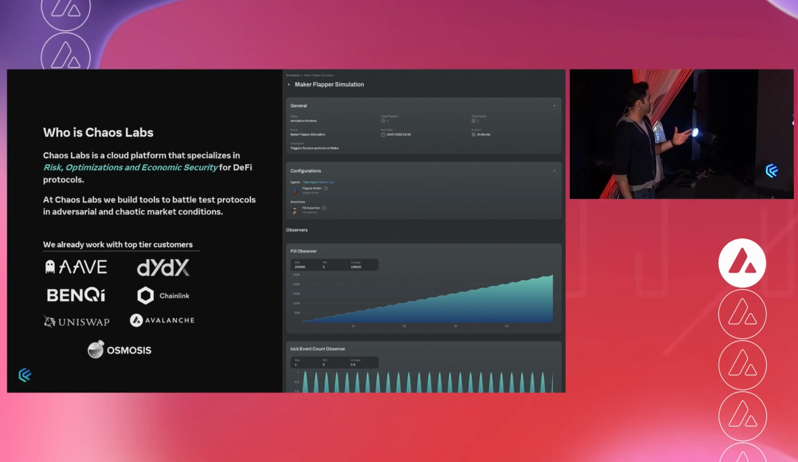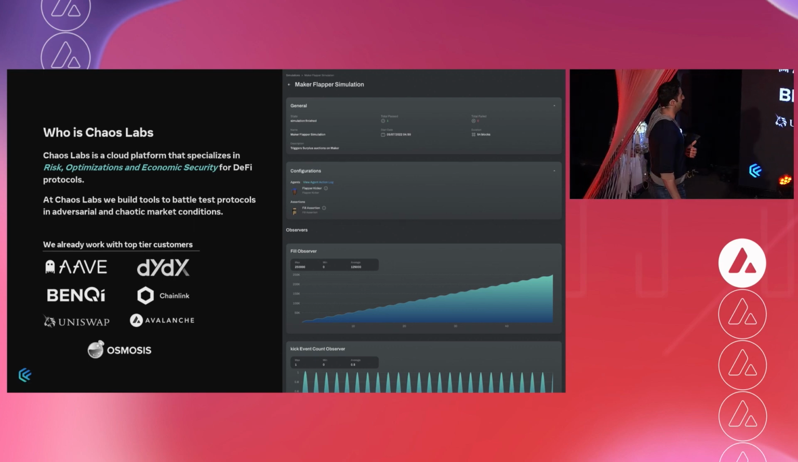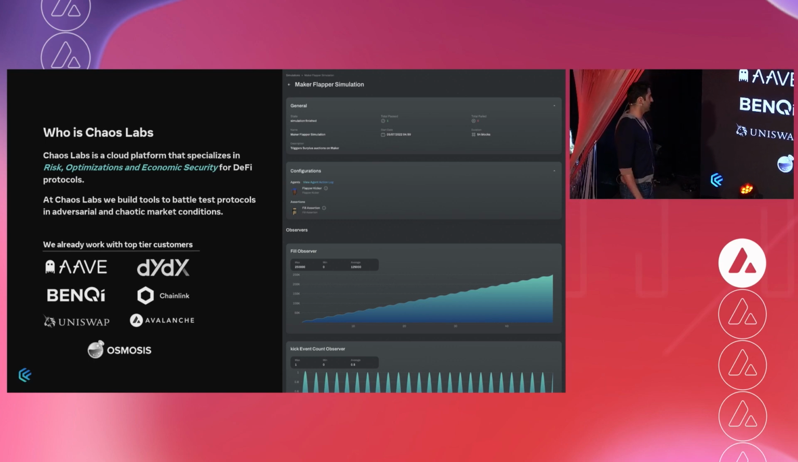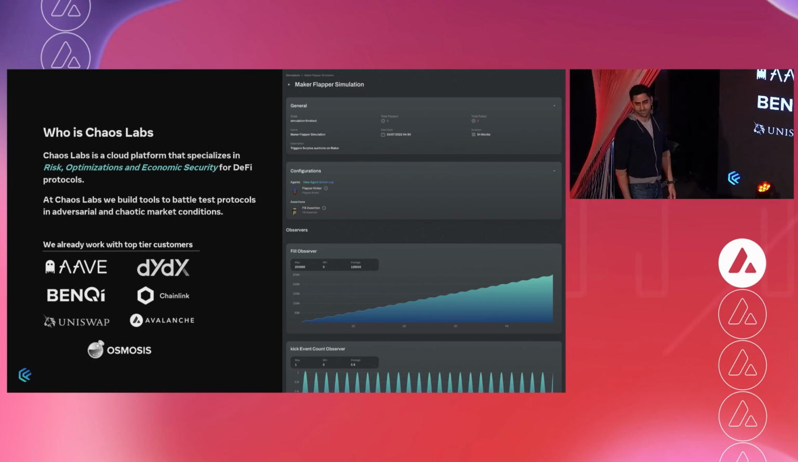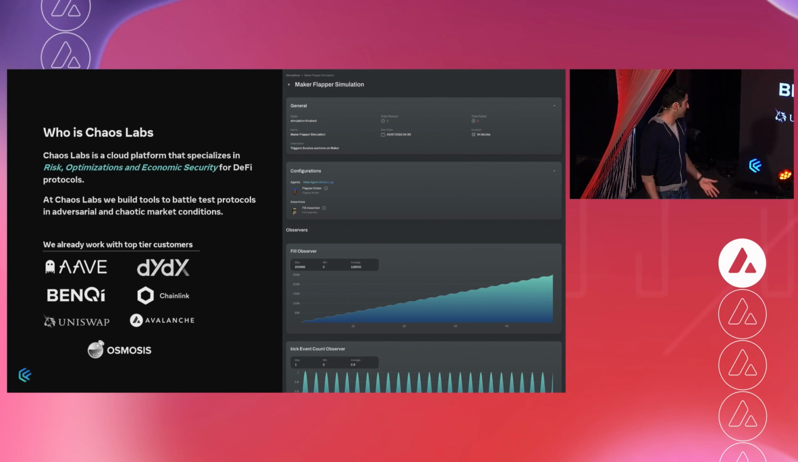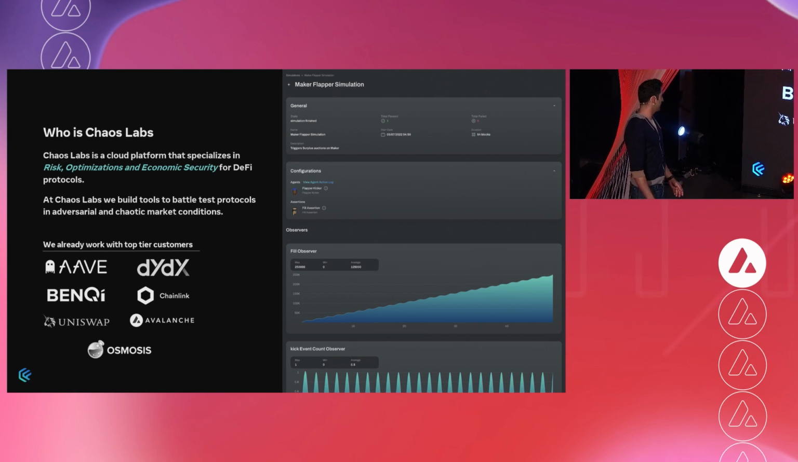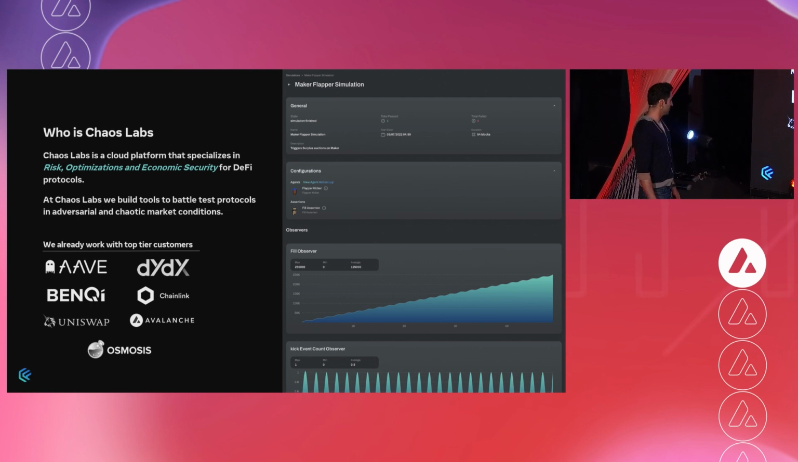Since launching the simulation platform and the economic security platform, we've already started working with some of the larger protocols in the space who are adopting these techniques. So some of the customers include Aave, Benqi, dYdX, Chainlink, Uniswap, Avalanche, of course, and Osmosis.